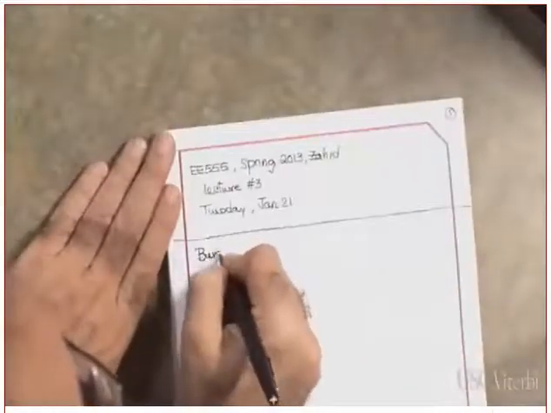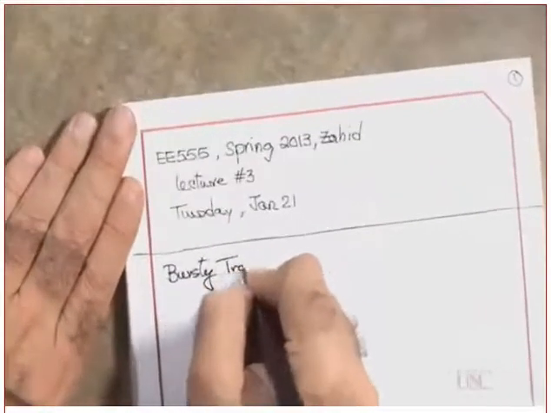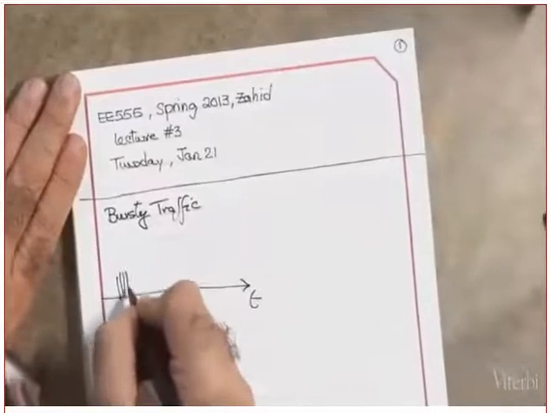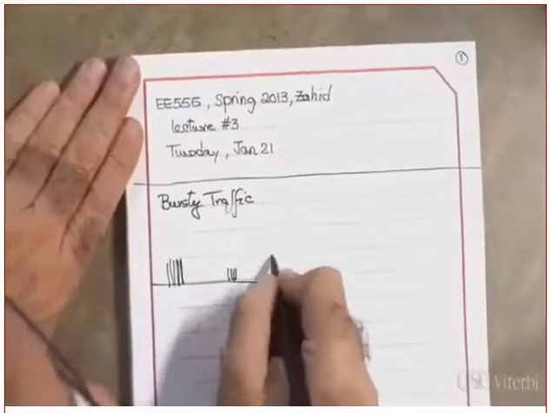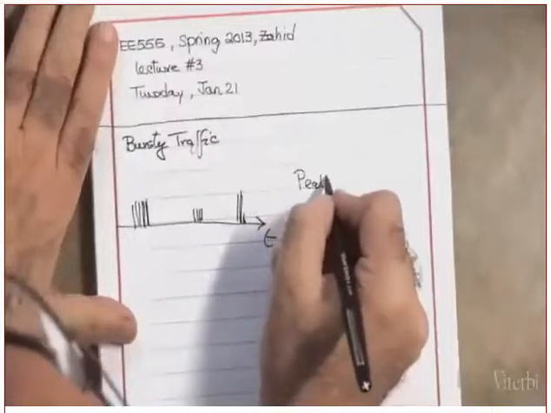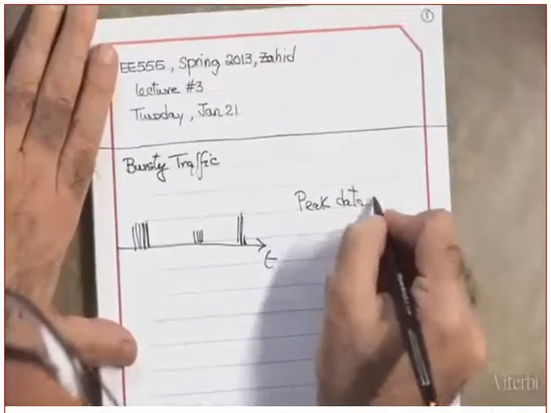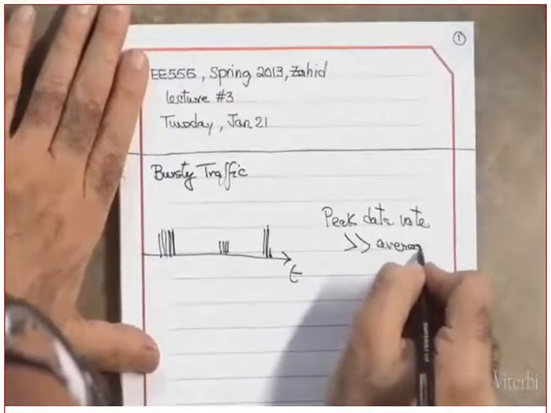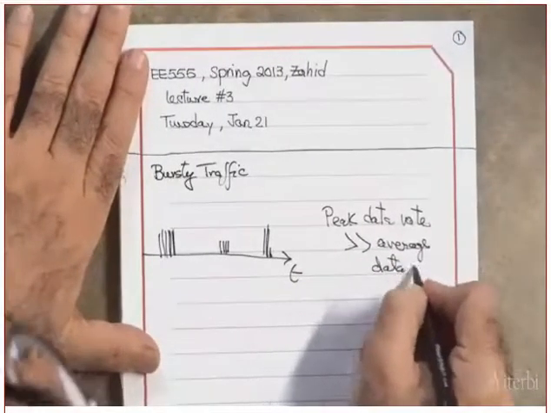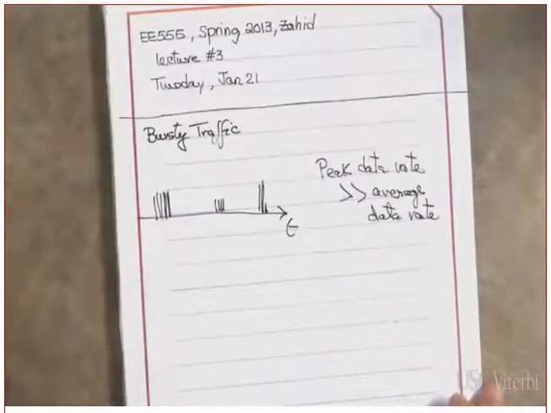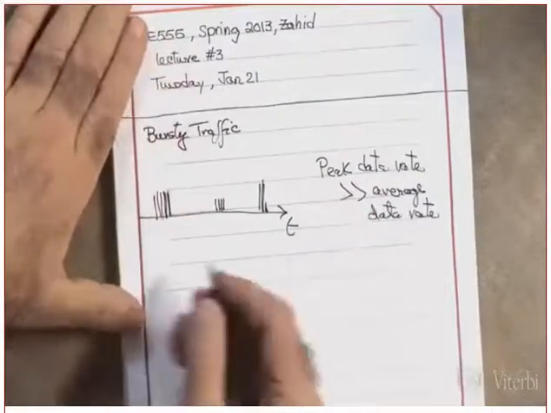Let's see if you remember in a bursty traffic. This is again from 450 quickly, bursty traffic. This is the time axis. The data comes in what? In bursts, short bursts, and so on. Now in a bursty traffic, the peak data rate is much higher than the what? The average data rate. That's how you know that the traffic is bursty. The peak data rate is much higher than the average data rate.